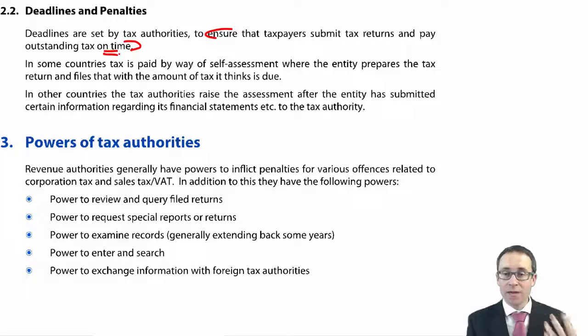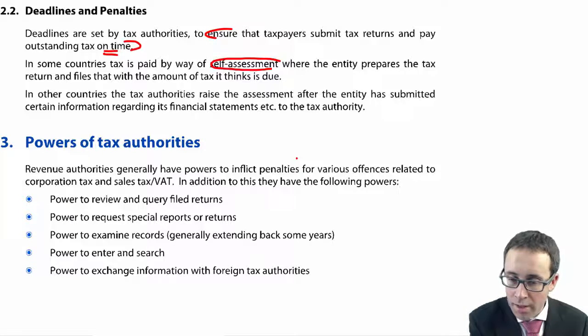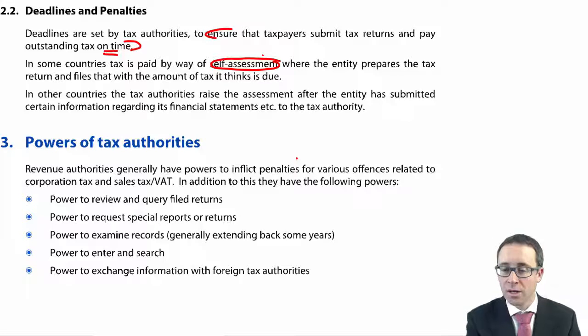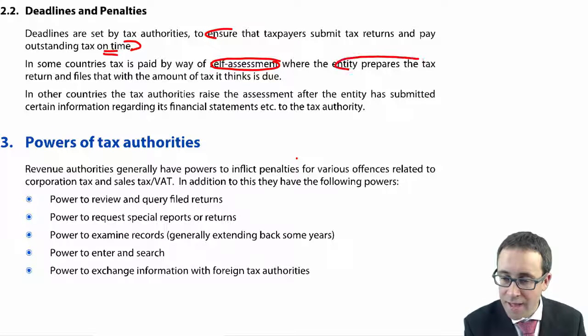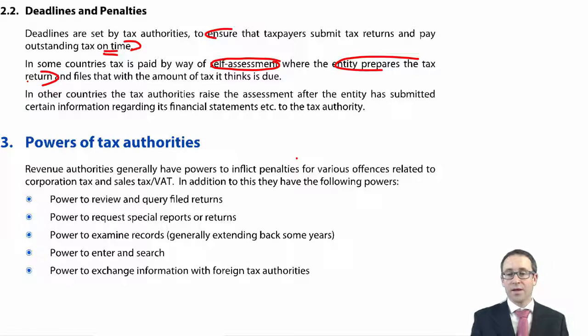In terms of the collection, just be careful. There are two different ways of doing it. One is referred to as self-assessment. What happens there is that the entity prepares the tax return, and they pay the tax that they think is due. So the business will prepare their tax return, and then they will pay the tax that they think is due. Again, the tax authorities will adjust it if they see that there are any errors.